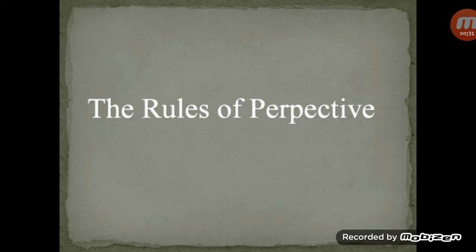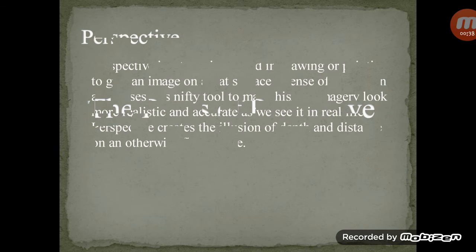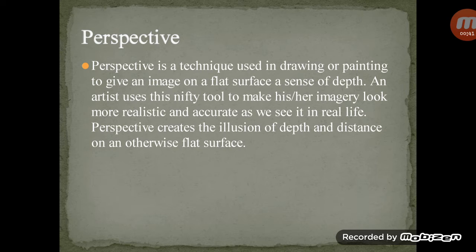Today in lecture number 27, I will discuss the rules of perspective. First of all, what is perspective? Perspective is a technique used in drawing or painting to give an image on a flat surface a sense of depth. An artist uses this nifty tool to make her imagery look more realistic and accurate, as we see it in real life. Perspective creates the illusion of depth and distance on an otherwise flat surface.